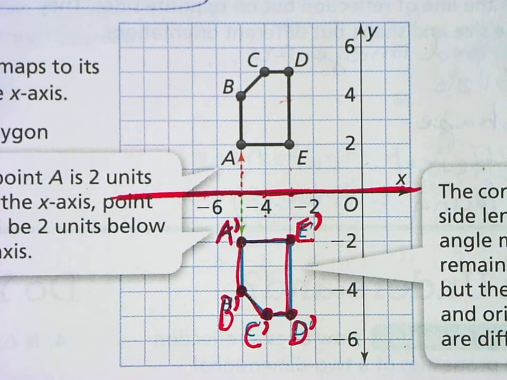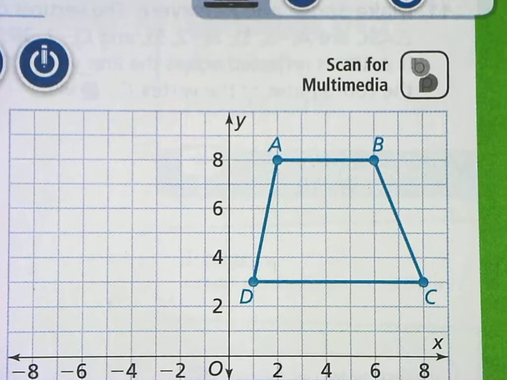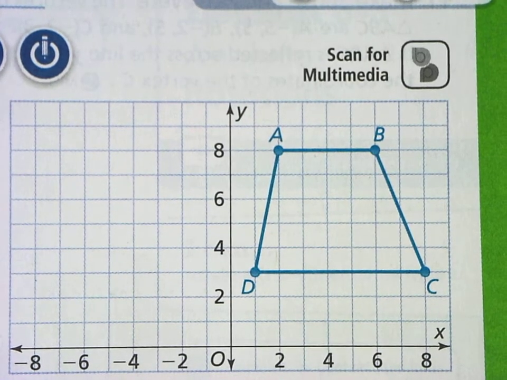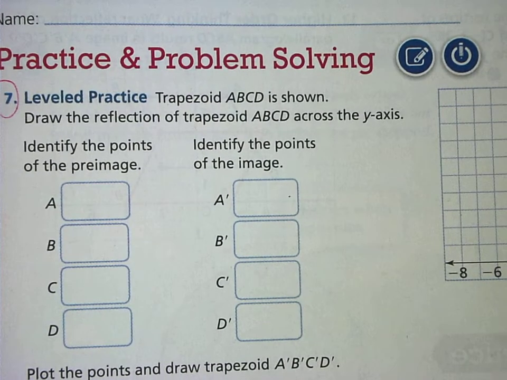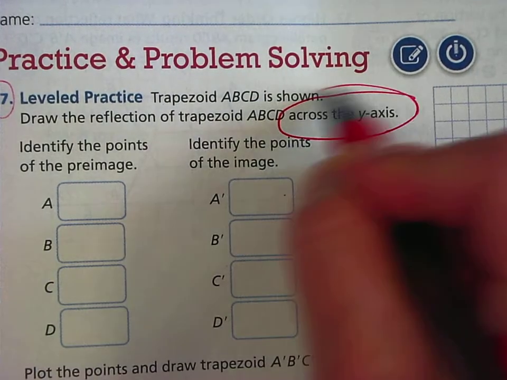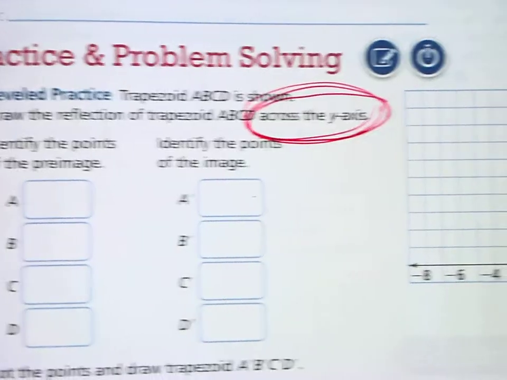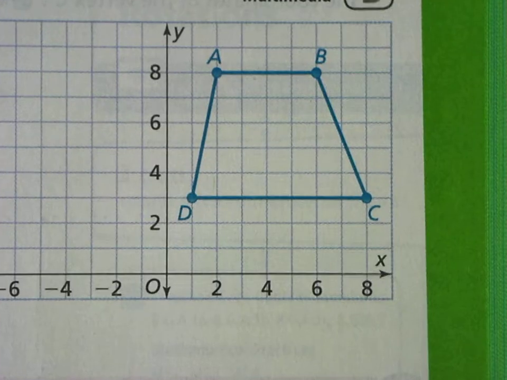Now let's take a look. Go back to page 307 and let's look at number 7 at the very top. This says trapezoid ABCD is shown. Draw the reflection of trapezoid ABCD across the y-axis. It's telling you your line of reflection is the y-axis. So what you're going to do is find your line of reflection and draw it in.